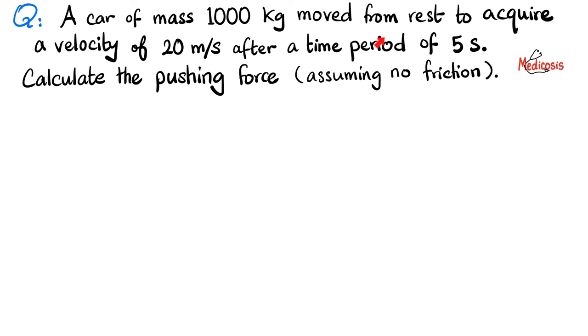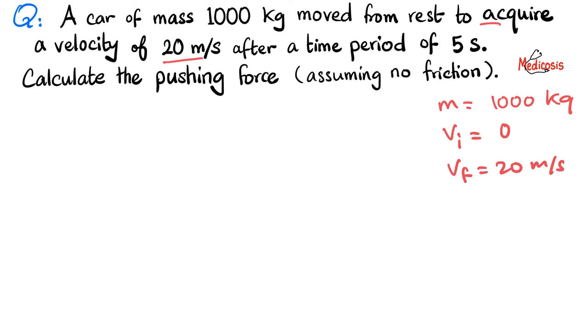Okay, let's start by writing down what I already know. They told me that the mass is 1,000 kilograms. They told me that we started from rest, so let's say that V initial or V0 equals 0. And what is the final velocity? 20 meters per second. And then what else do I know? The time is 5 seconds. Okay, what do they want? They want the force.